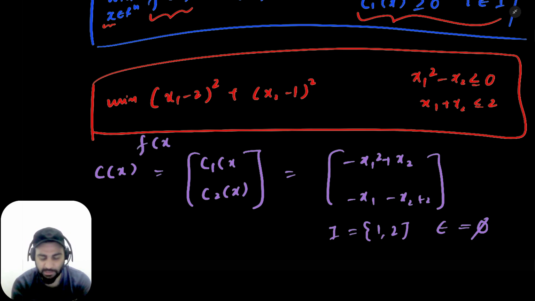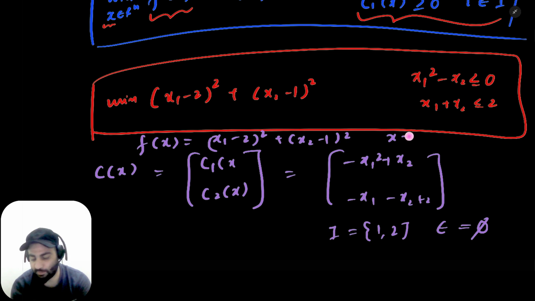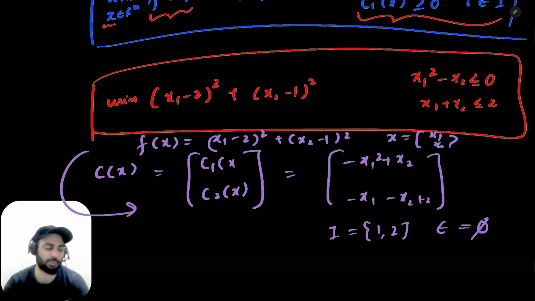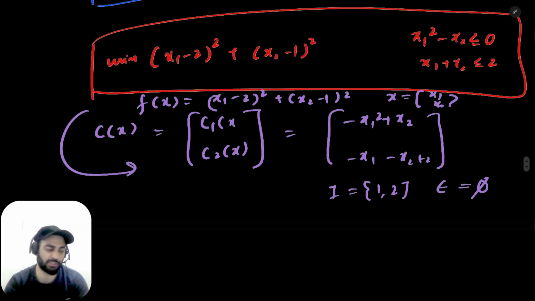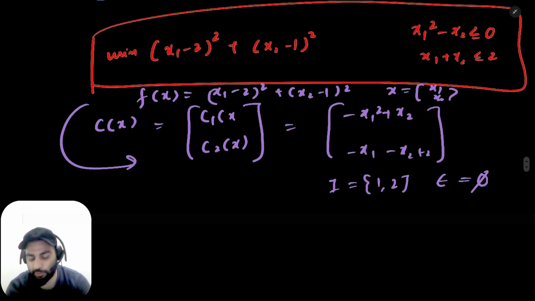So f of x here is (x1 minus 2) whole square plus (x2 minus 1) whole square, and x is equal to x1, x2. I can formulate this problem like this. Think about this problem, how I have written it in shorthand notation. Okay, is it okay?